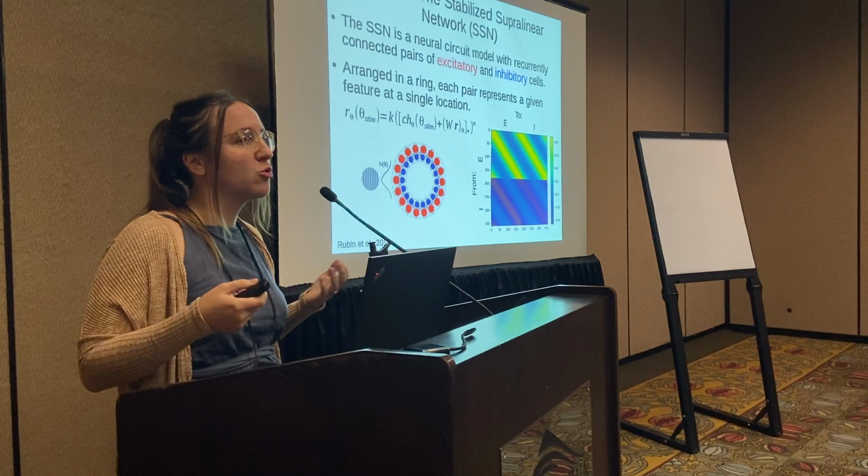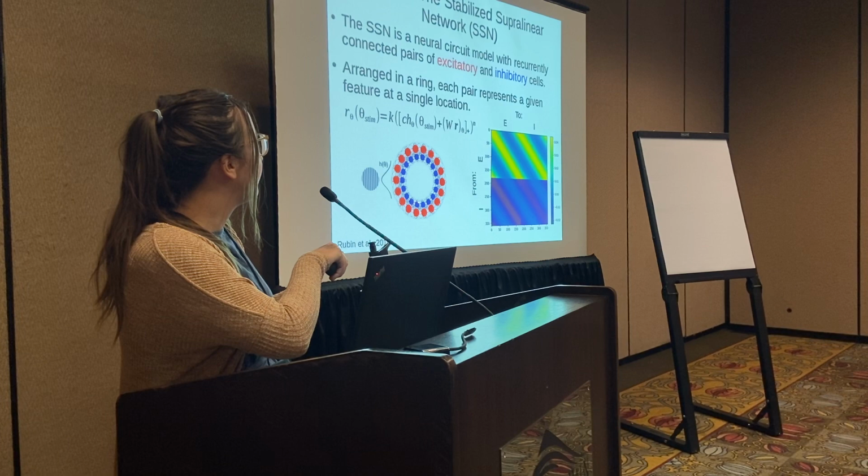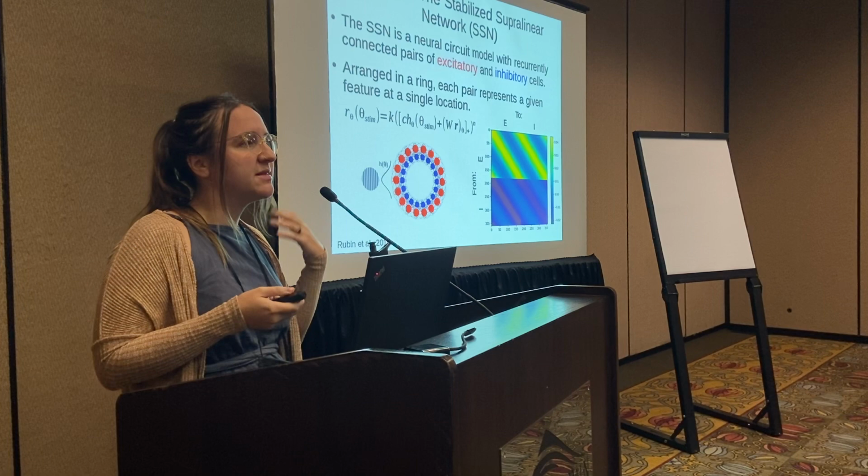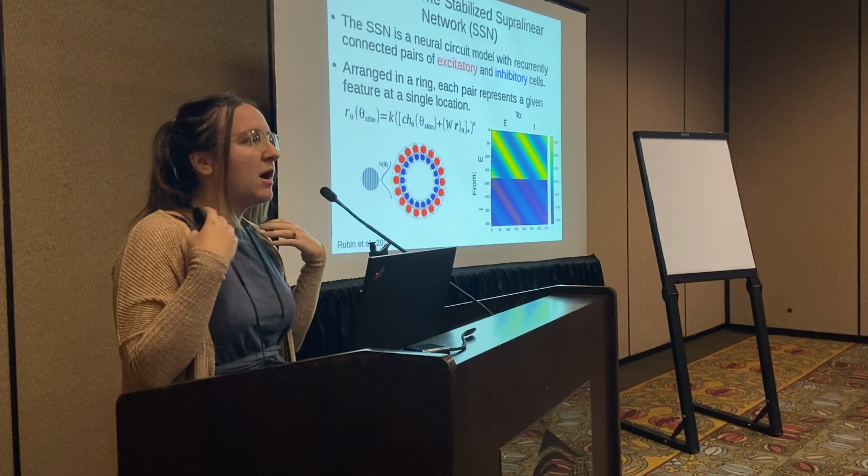And so nearby neurons on the ring will have nearby preferred orientations, and all together they represent the full range of orientations, and you can think of this as representing a single spatial location. So these are different orientation-tuned neurons that have the same spatial receptive field.